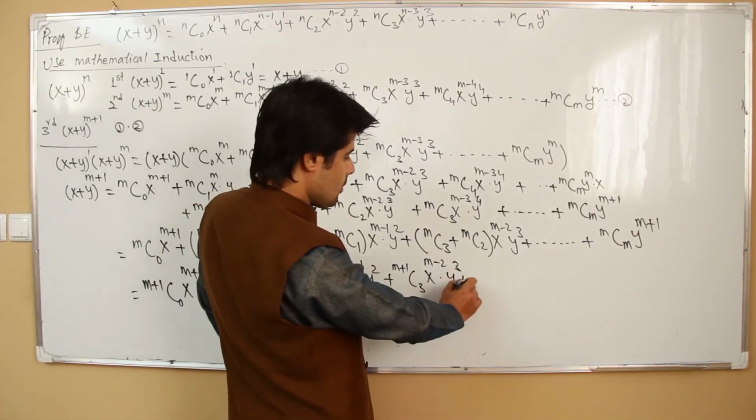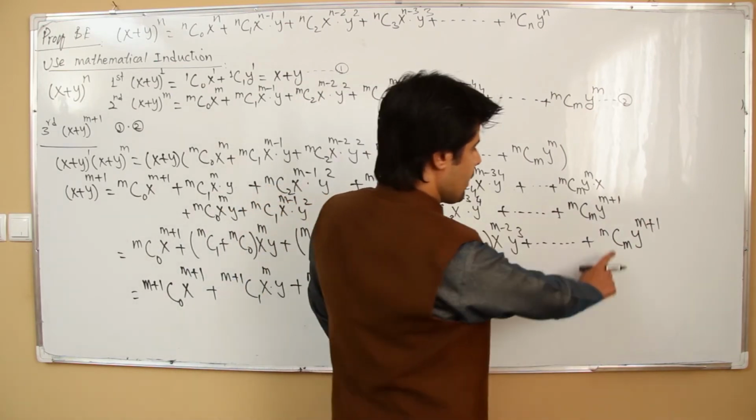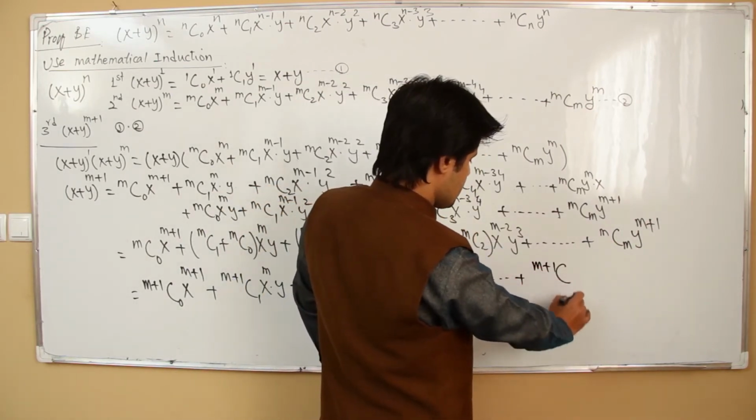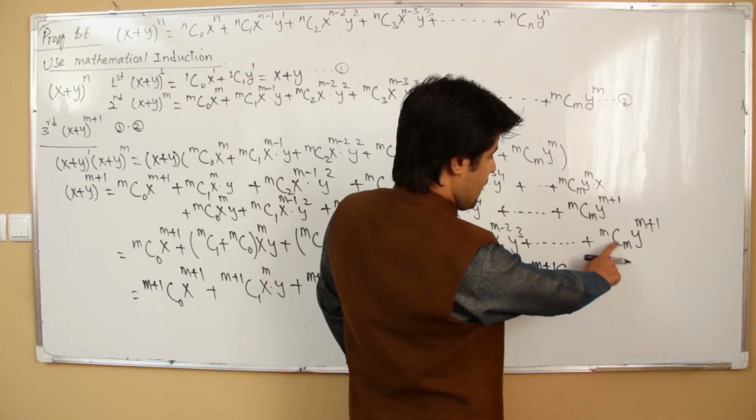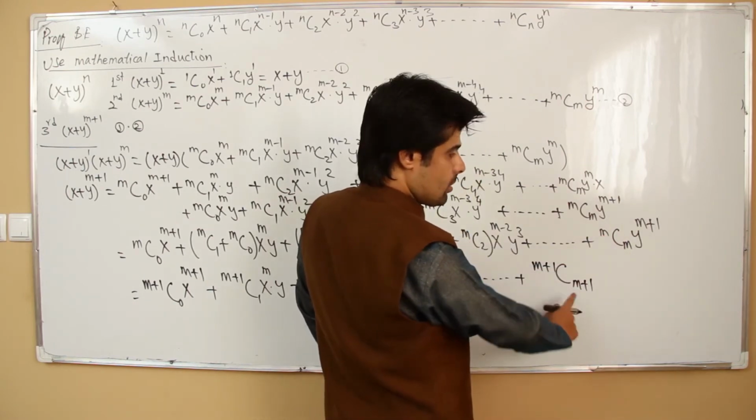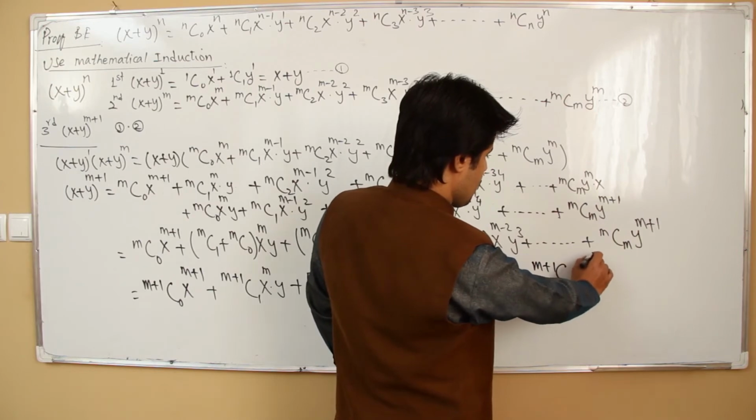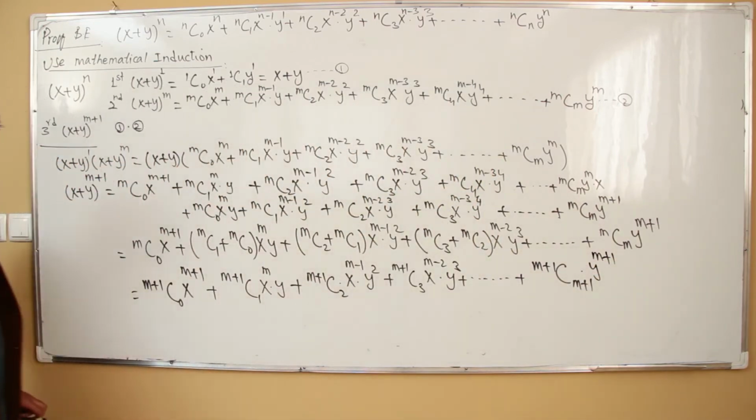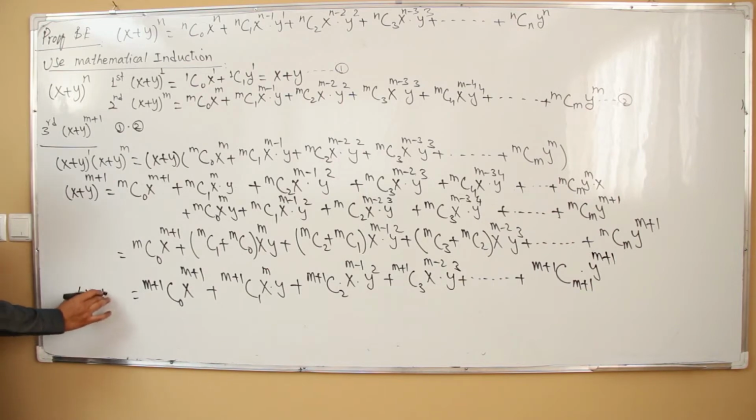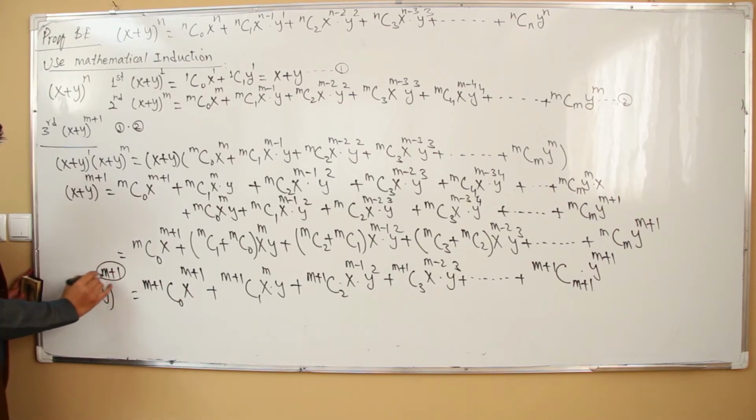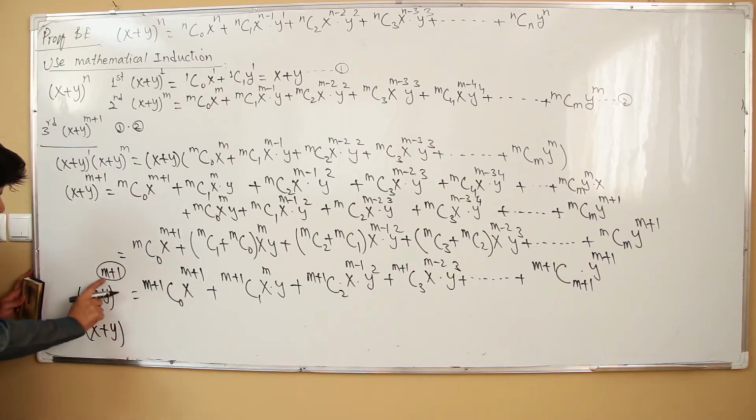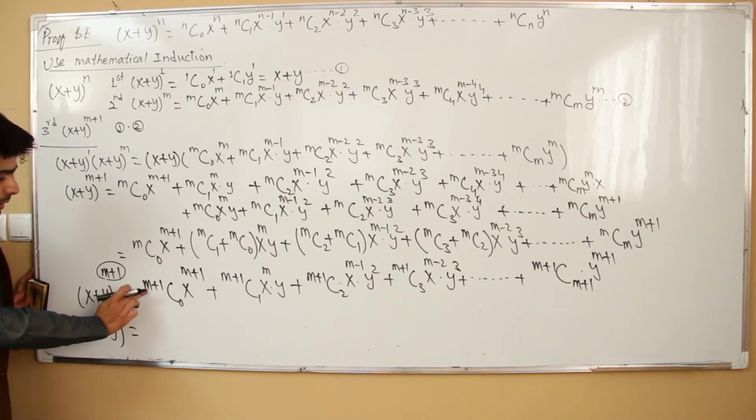Now plus plus plus up to, can we write this one as m plus 1 C m plus 1? Yes, you can write. Why? The combination of m plus 1 by m plus 1, and m by m, they are the same, times y to the power m plus 1. Now this is the result for what? This is the result for x plus y to the power m plus 1. Now look, x plus y, this is x plus y. What is n? This is n. x plus y to the power m plus 1 is a number like n. So this is n.